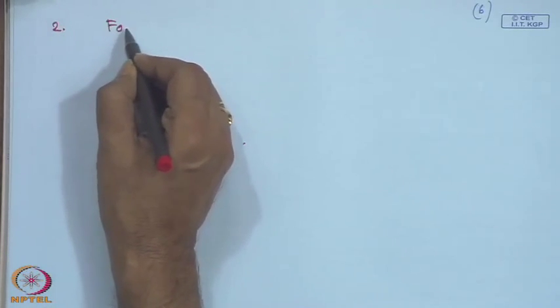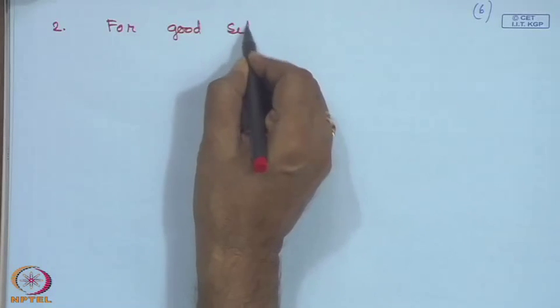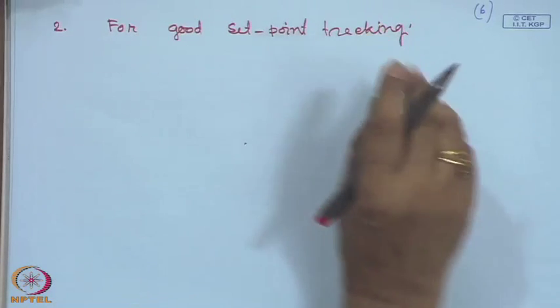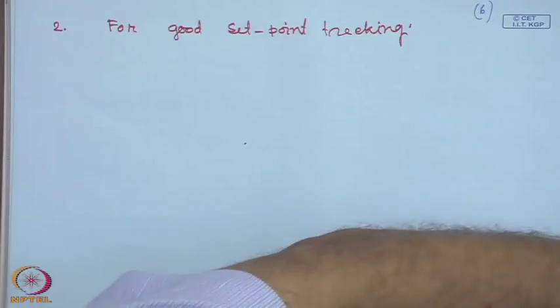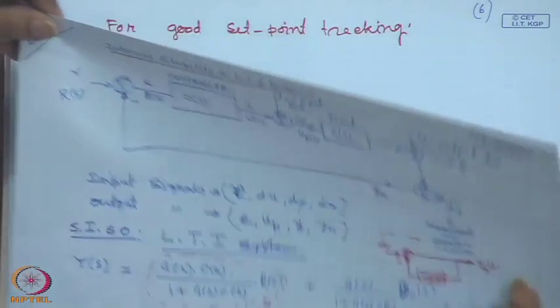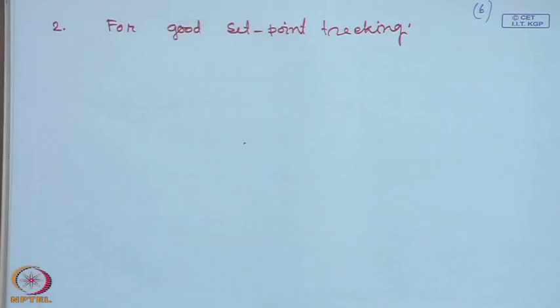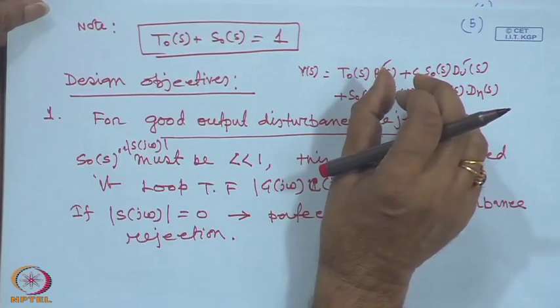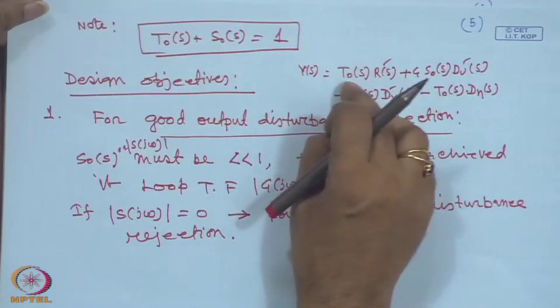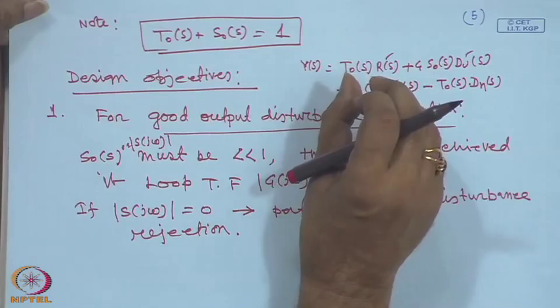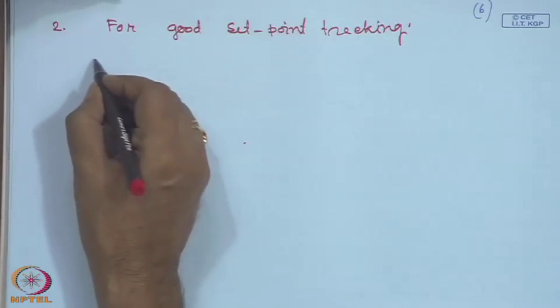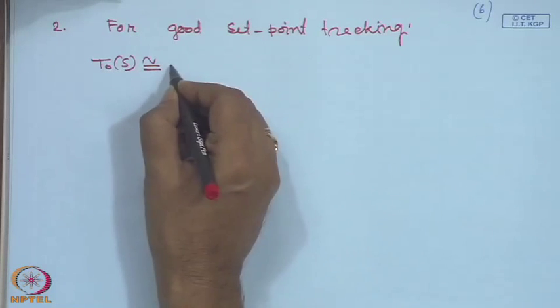Next design objective, for good set point tracking. What does it mean? The output should track the reference input, that is this one. In order to achieve this, if you see this equation, T0 of S, in the small frequency range, because R S is a small frequency signal, agree? So, T0 of S must be nearly equal to 1.